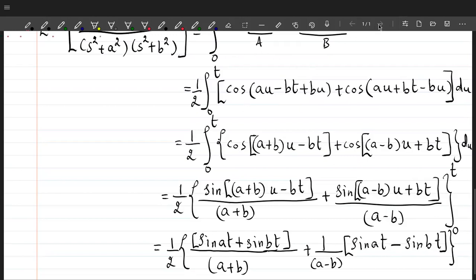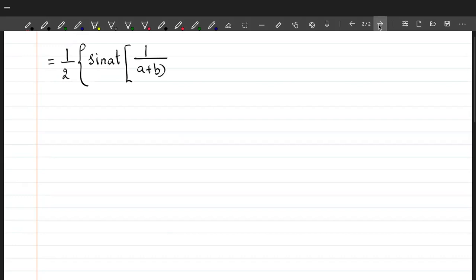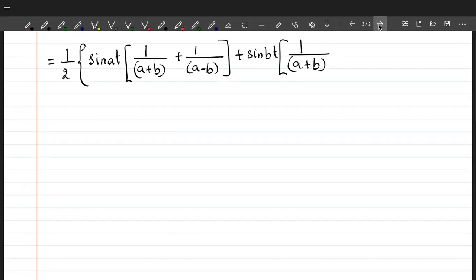Now let me continue in the next page. So I get 1 by 2 into, okay, I have two terms of sine AT. So I'll write sine AT out as the common term. And which are the coefficients of sine AT? I have 1 by a plus b, and next I have plus 1 by a minus b. After that I have plus sine bt, and that's multiplied with 1 by a plus b minus 1 by a minus b.